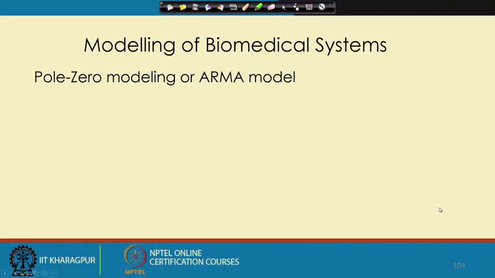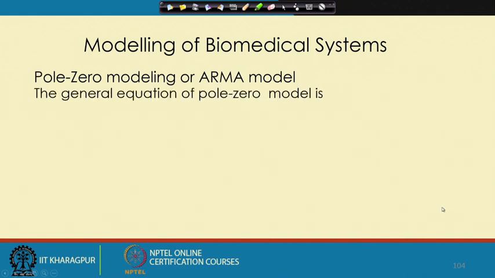So, now we will look at the ARMA model, which is a more general one. We will see how we can compute the coefficients of the ARMA model, if it is really the case that an AR model cannot do justice to that signal. So, for that let us look back at the pole-zero model.